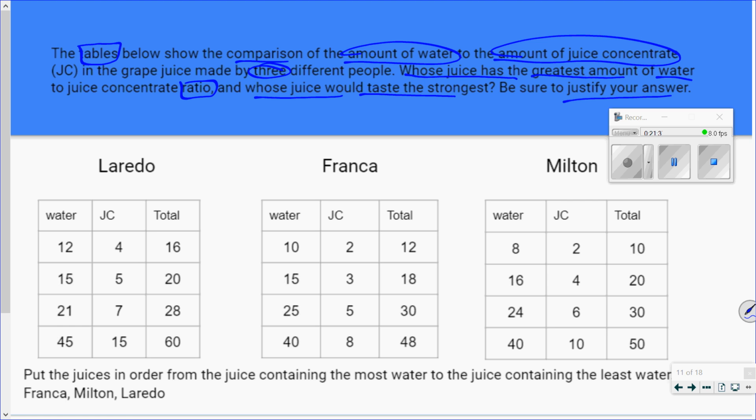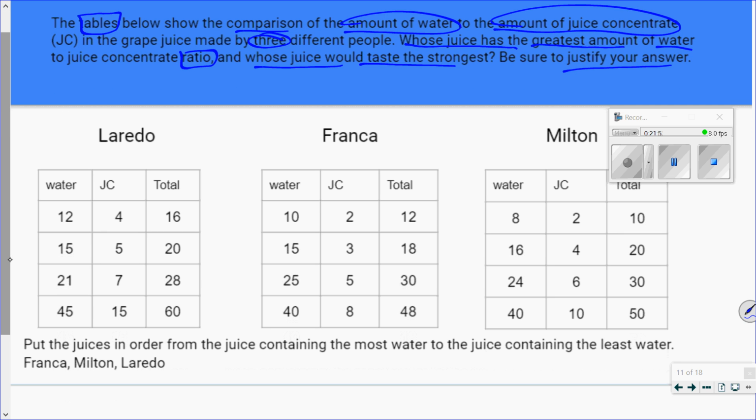You guys ever heard the term watering something down? Makes it taste less strong, right? So that's the whole idea. If I put more water, the taste is going to be weaker. Make sense? Okay. Now, one thing I don't like about this is after they did that, then they do this, put the juices in order from the juice containing the most water to the juice containing the least water. Okay? So this is kind of the first part, not the second part. So what we're really looking for, guys, who has the most water? So who's got some numbers on here to help me understand who's got the most water? Okay?